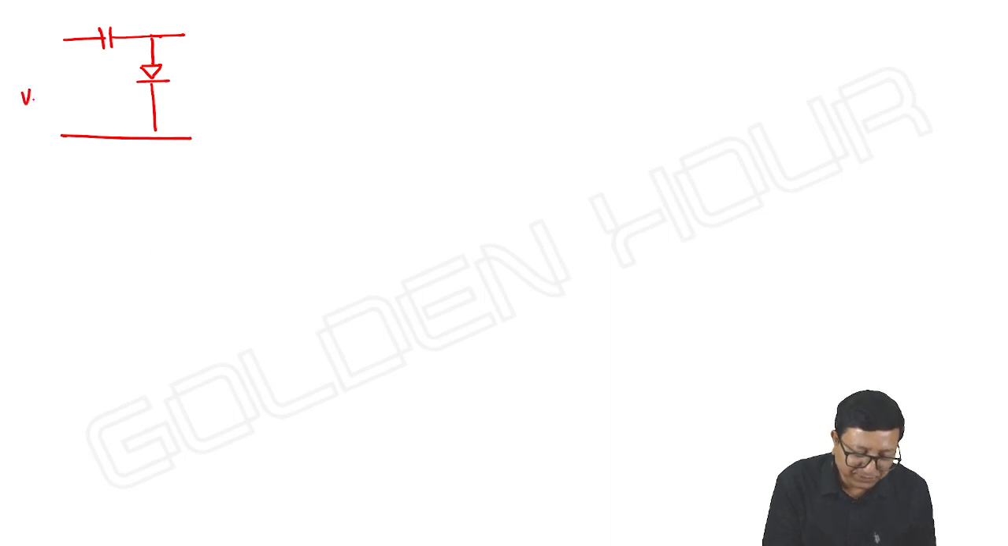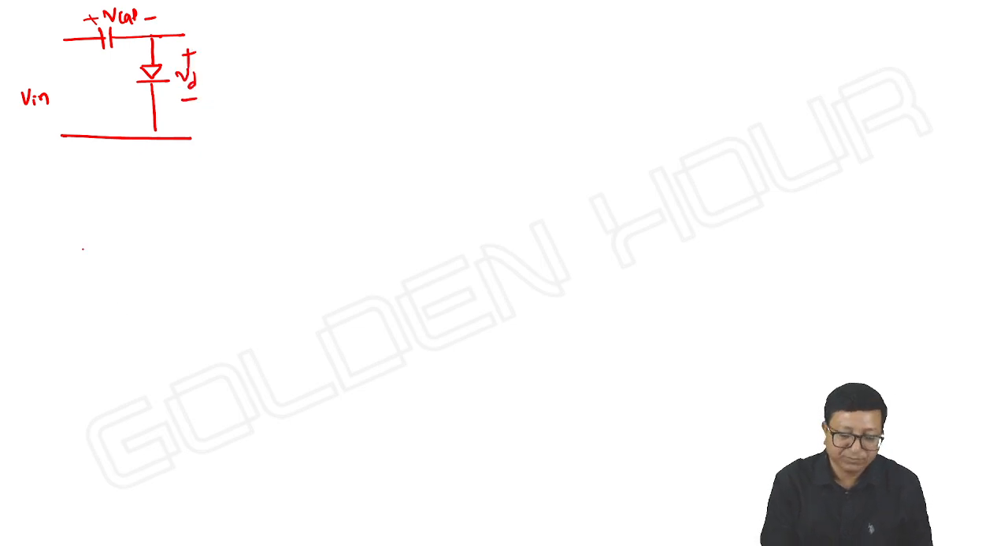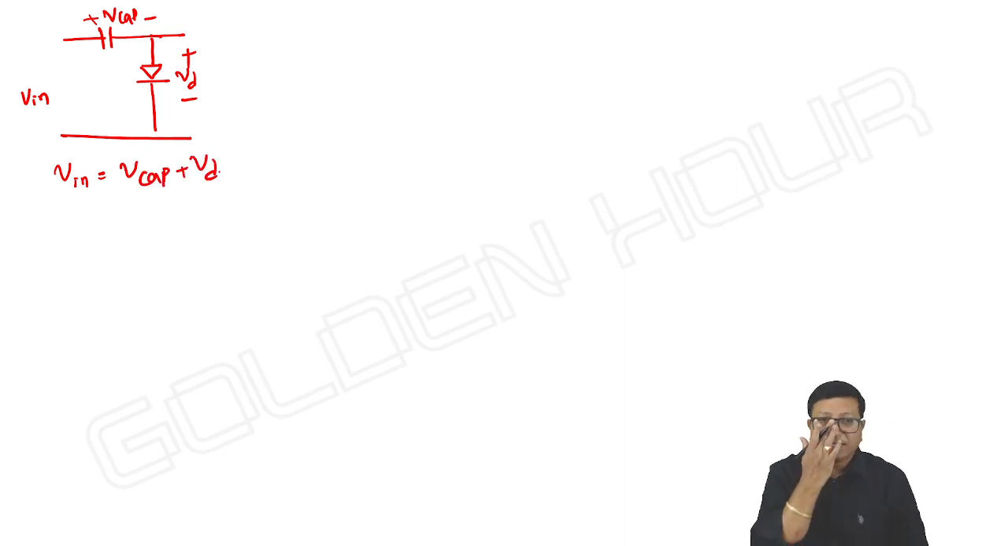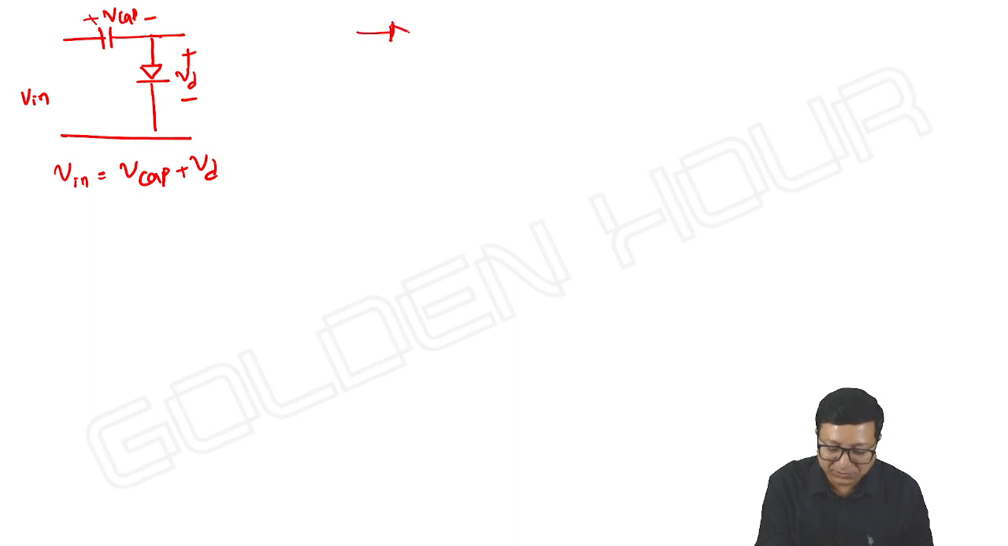Here V input is equal to V capacitor plus VD, if I take the loop equation. Now in the same circuit I am interchanging the positions of the diode and resistor without changing the direction of the diode. Here if I take it, V input is equal to VD plus V capacitor.